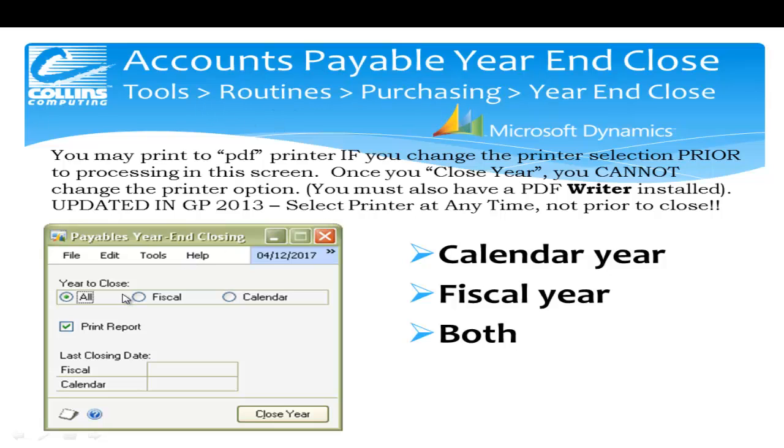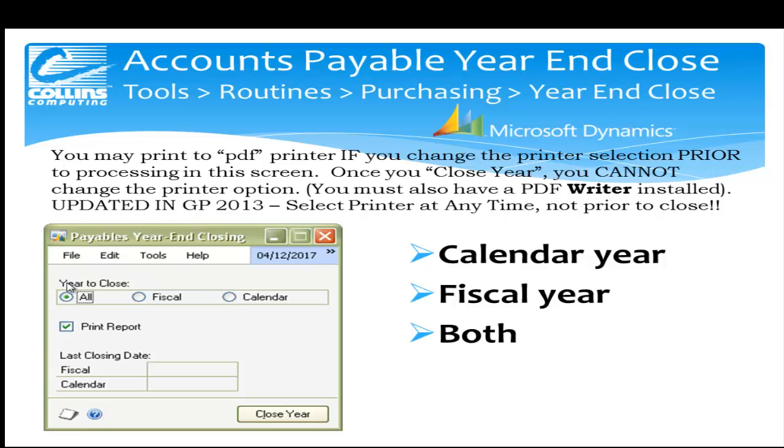And it would ask you, do you want to close your fiscal year, calendar year, or both, or what they say, all. And if you pull up the screen but you want to save the report to a PDF, in any versions prior to 2013, you need to have the printer selected as your default before you go ahead and say Close Year. So you do that, hit Close Year, and as long as you have a PDF writer installed, you'll get the report of the year-end closing. But in 2013, you now have the option, if you say Close Year and then you realize you want to send it to a PDF writer or another printer, you can do that at that time.